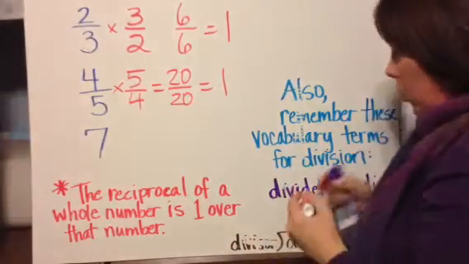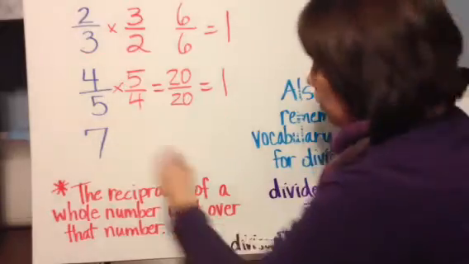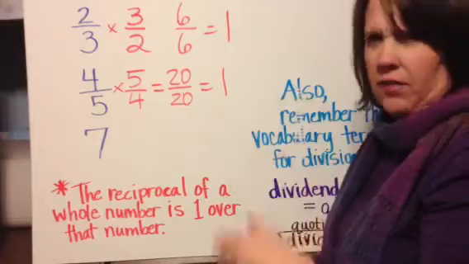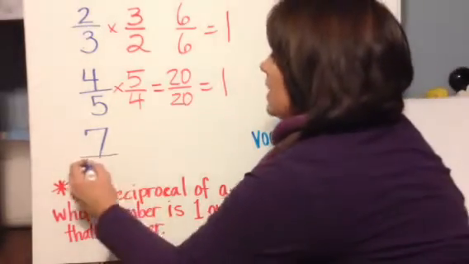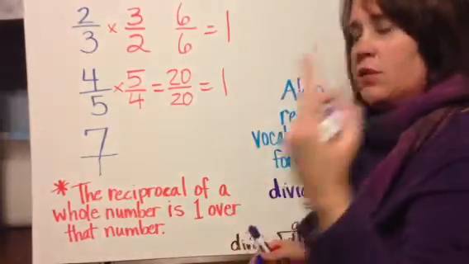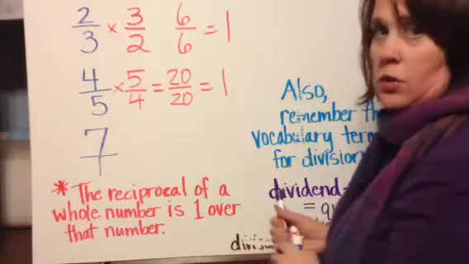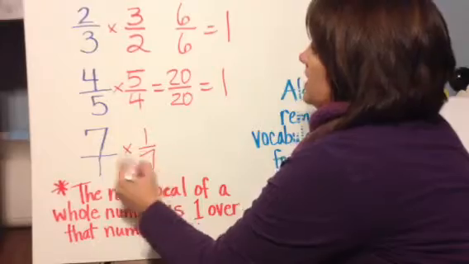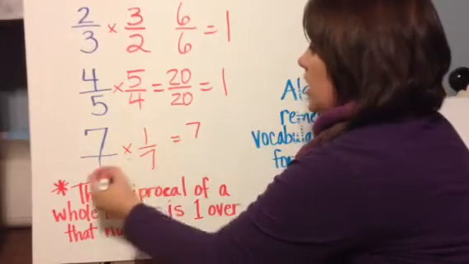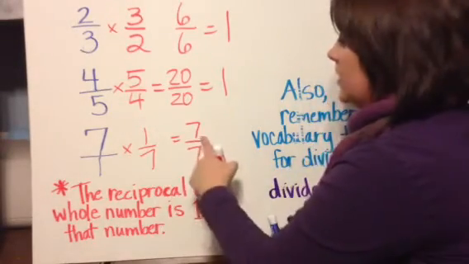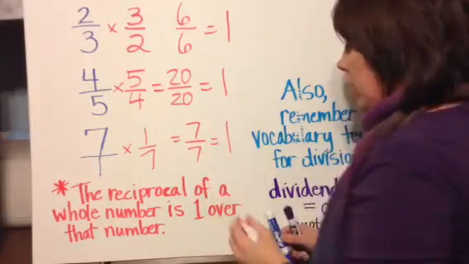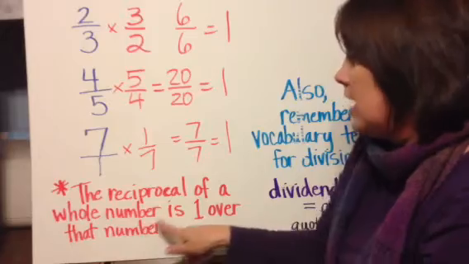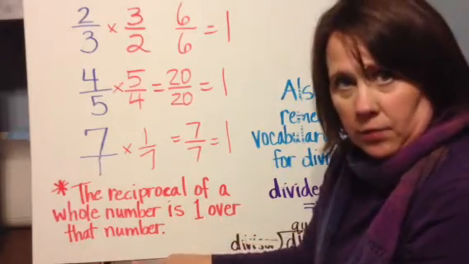Now, when I have a whole number, like the whole number 7, I first have to make it into a fraction before I find its reciprocal. 7 is the same thing as 7/1, and so the reciprocal of 7, or 7/1, is 1/7. Because 7 times 1 is 7, 1 times 7 is 7, and 7 divided by 7 equals 1 whole. So, remember, the reciprocal of a whole number is 1 over that number.